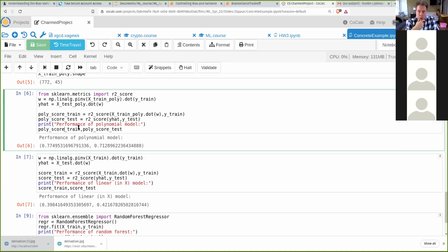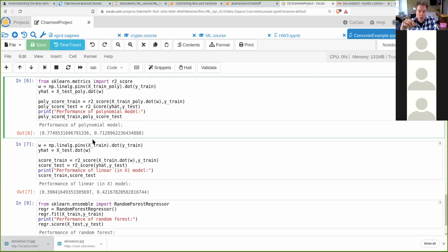So remember, with R2, it's better to be close to 1. So it does better on the training set than on the test set. And that's generally what happens, because that's what overtraining is. So every model will overtrain a little bit and do a little bit better on the training set than it really does on unseen examples. So it's R2. The closer to 1 you are, the better.